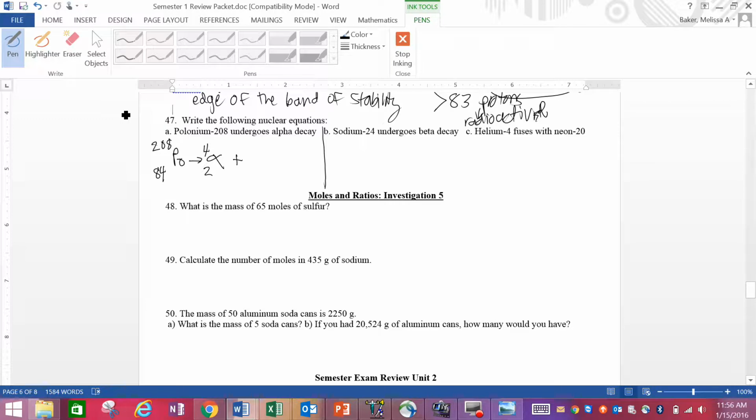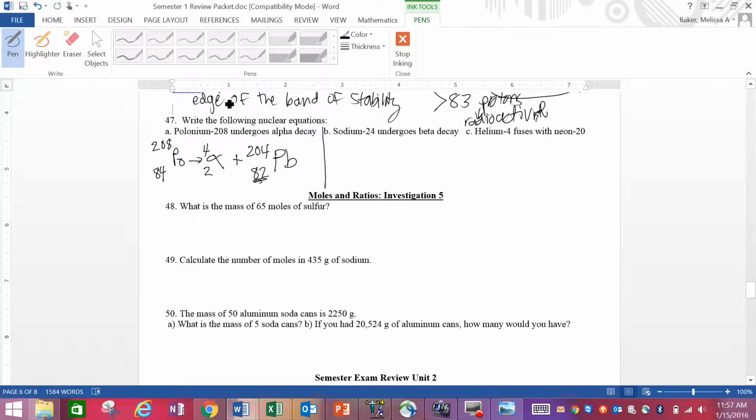This is like the Rice Krispie treat. If you had a mass of 208 and you're losing a chunk that weighs 4, it's only going to weigh 204 now. And 84 minus 2, it's only going to have 82 protons. So look up what element it will change into. Number 82 is lead, Pb.